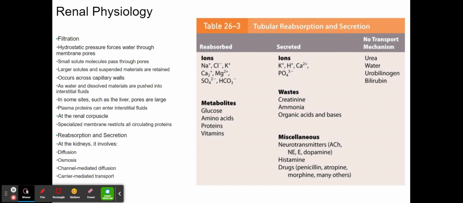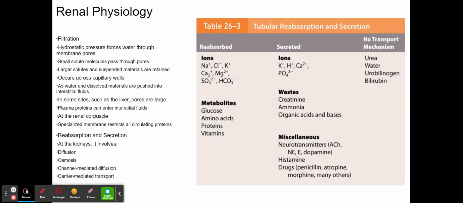In the body, the heart pushes blood around the cardiovascular system and generates hydrostatic pressure. As you've seen, filtration takes place across the walls of the capillary as water and dissolved materials are pushed into the interstitial fluids of the body. In some sites, for example in the liver, the pores are so large that even plasma proteins can enter the interstitial fluid. At the renal corpuscle, however, the specialized filtration membrane restricts the passage of even the smallest circulating proteins.